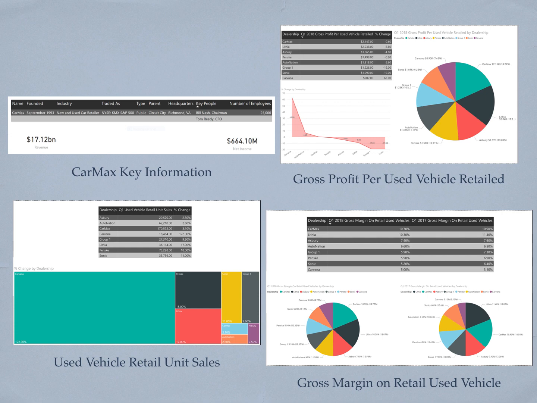The parent company is Circuit City, and headquartered out of Richmond, Virginia. Key people include Bill Nash, the chairman, and then Tom Reedy as their CFO. There's about 25,000 employees working for CarMax. There was a $17.12 billion revenue reported for 2018, and then a $664.10 million net income reported for 2018 as well. I also did visuals to show the gross profit per used vehicle retailed, used vehicle retail unit sales, and then the gross margin on retail used vehicles.